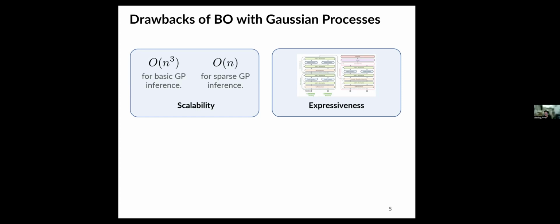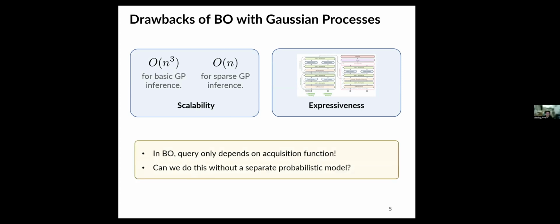The other drawback is expressiveness. This plot shows the architecture of a transformer, which is seemingly being used in deep neural network architectures everywhere. Although there are efforts to combine Gaussian process kernels with neural network architectures, it's still less easy to use models like GPs compared to, say, neural networks.